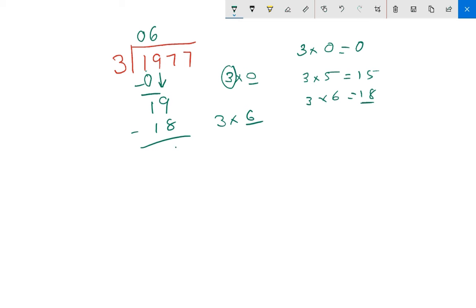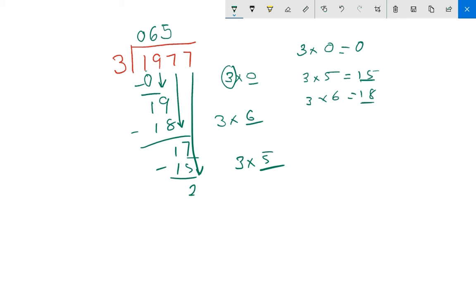Alright, 19 minus 18, 1. Bring the 7 down, okay? It's creature of habit. What's the closest I can get to 17? Oh, 18. No, it has to be less than 17. So 15. Okay, so I'm going to put 15 here. How do I get 15? I did 3 times 5. 5 goes up here. Right, 17 minus 15 is 2.